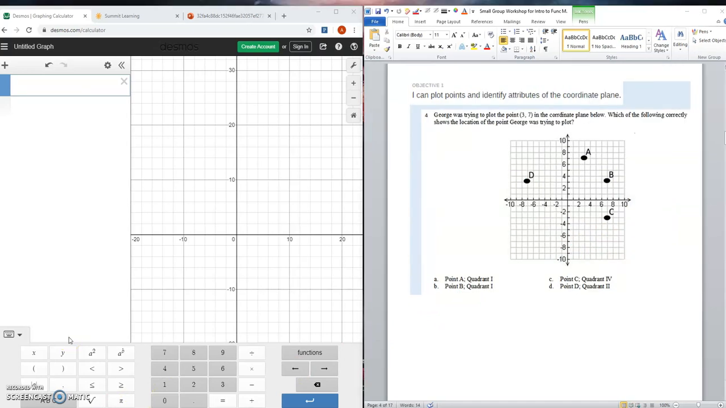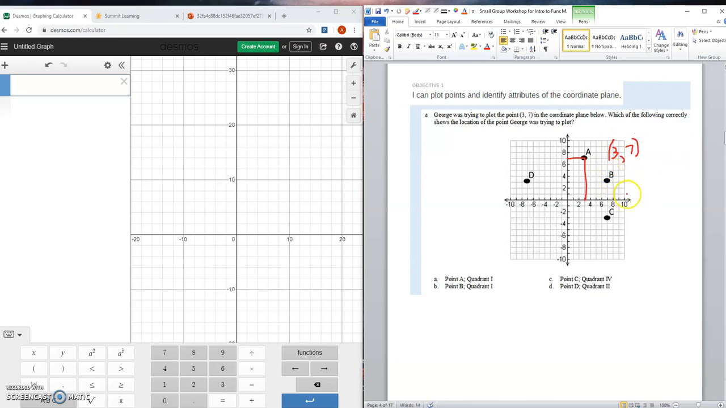Question number 4. George was trying to plot the point (3, 7) in the coordinate plane below. Which of the following correctly shows the location of the point George was trying to plot? Let's go ahead and examine all these. Starting with point A, I'm going to connect it to the x, which is at 3, and then connect this to the y, which shows 7. So point A is the one that George is trying to plot.